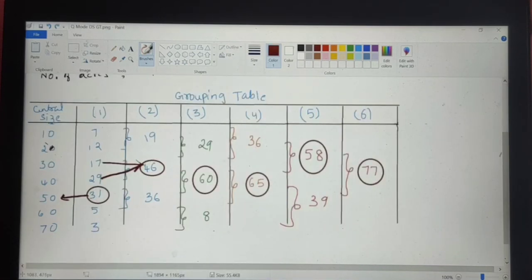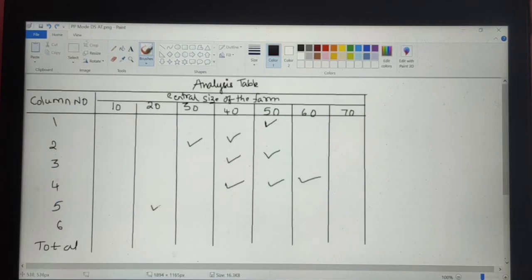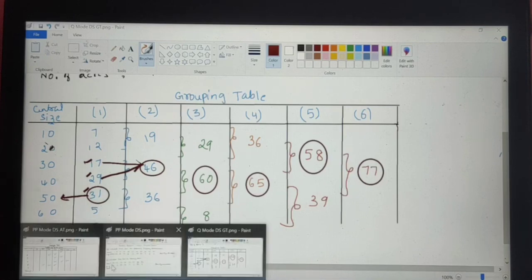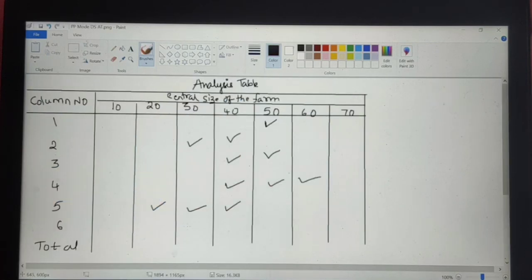Okay, now in the fifth column, the highest value is 58. We got 58 by adding 12, 17 and 29, which means 20, 30 and 40. So fifth column, 20, 30 and 40. The last column, sixth column, we have 77. We got 77 by adding 17, 29, 31. These corresponding values are 30, 40 and 50. So now here we will tick mark in 30, 40, 50. Now make the totals of these tick marks and note down.